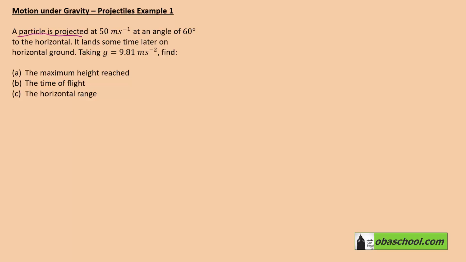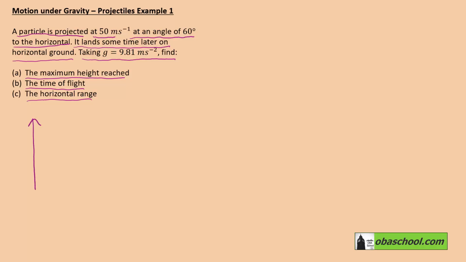A particle is projected at 50 meters per second at an angle of 60 degrees to the horizontal. It lands sometime later on horizontal ground. Taking g as 9.81 meters per second squared, find the maximum height reached, the time of flight, and the horizontal range.